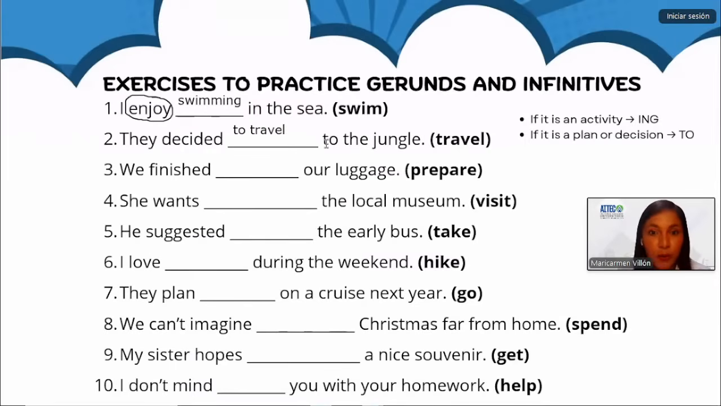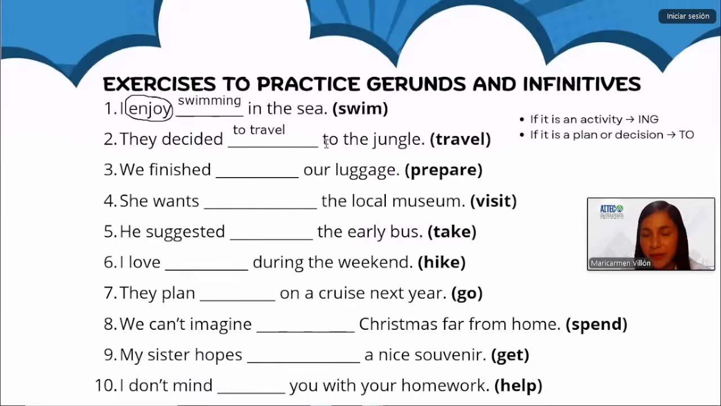Veamos la siguiente. We finished. ¿Usted cree que será? We finished preparing. We finished to prepare our luggage. ¿Qué será?